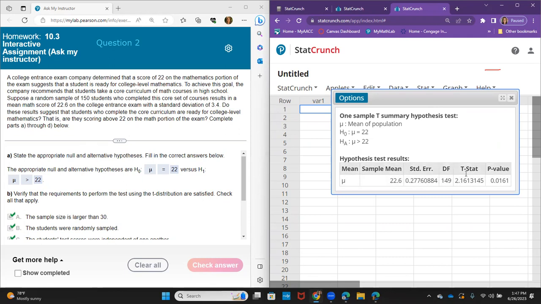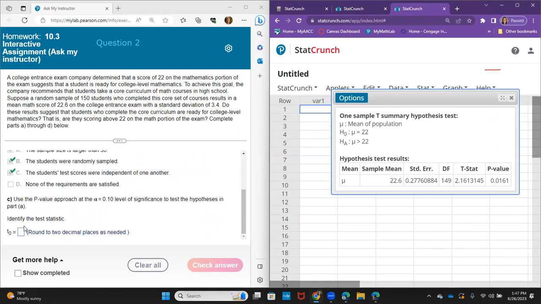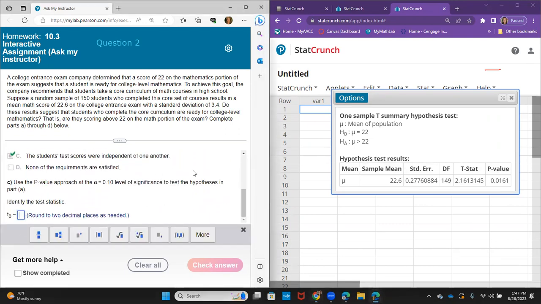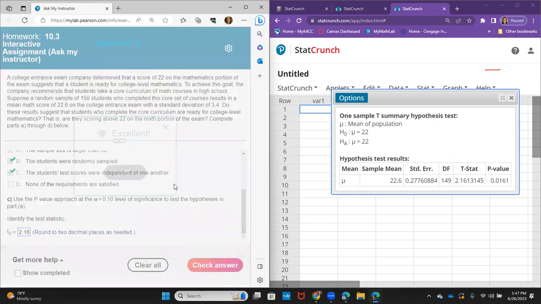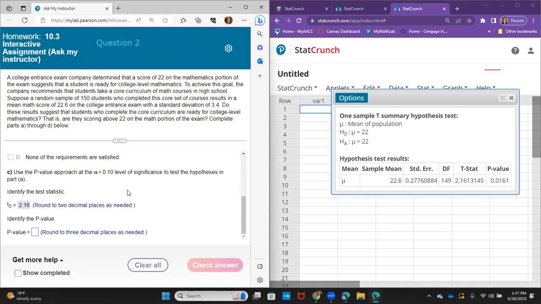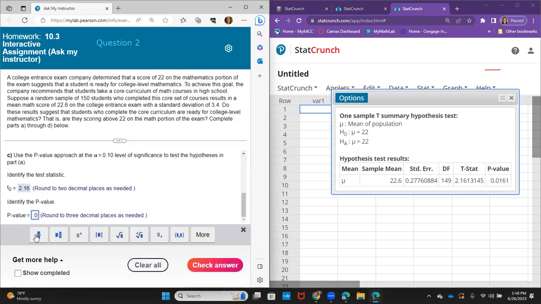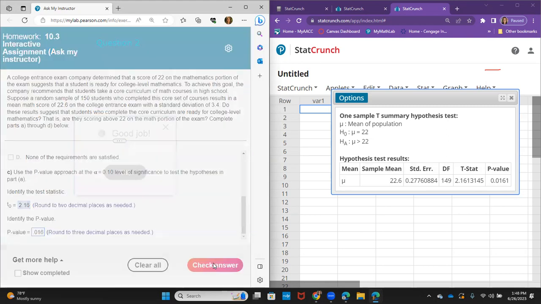All the way to the right-hand side, it says T-stat. That would be my test statistic for this particular problem. It says round to 2 decimal places, so I'm going to go ahead and put 2.16. Okay. For proportions, if they ask for the test statistic, they use a Z, they'll use Z-stat. That's what you would see on proportion stats on StatCrunch as well, in the same place you see T-stats here. Okay, and then the p-value is 0.0161. It says round to 3 decimal places, so that would be 0.016.